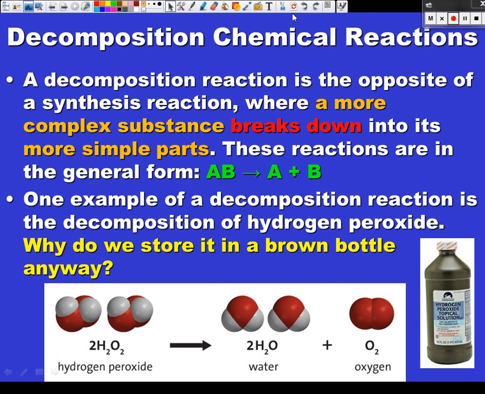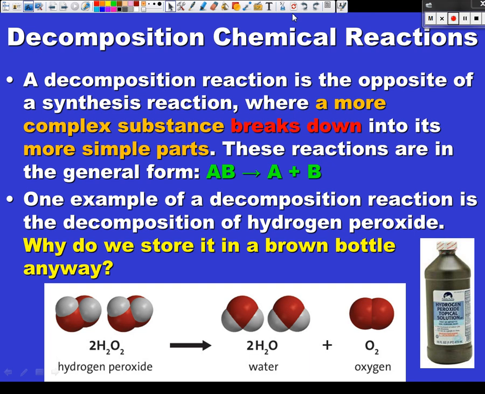So decomposition is when you take a more complex substance and break it down. So you've got AB yields A plus B. Bottom line is, how many reactants? One. And at minimum, how many products? Is it possible to have more than 2 products? Yes. Okay, so it is possible.